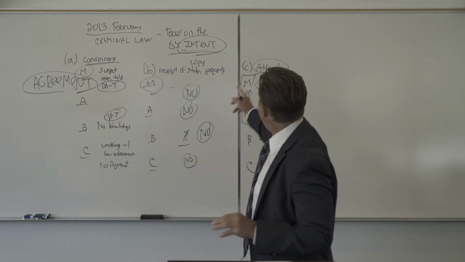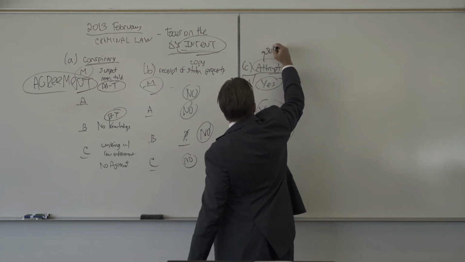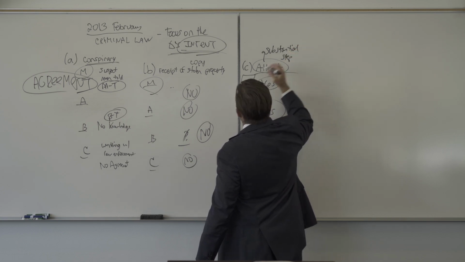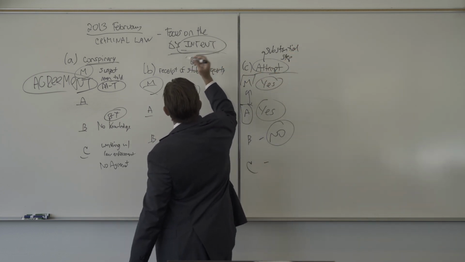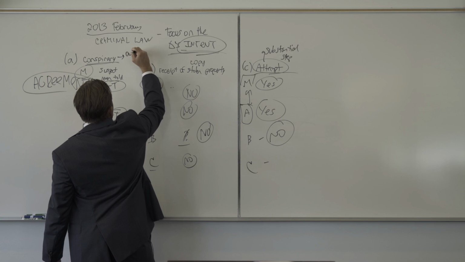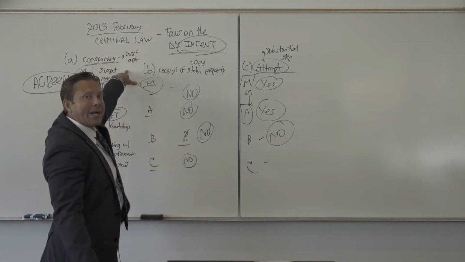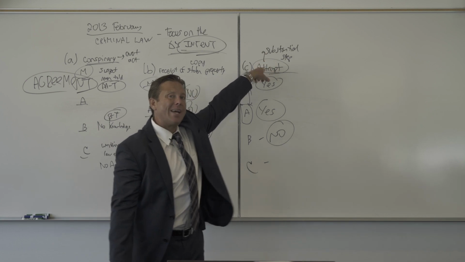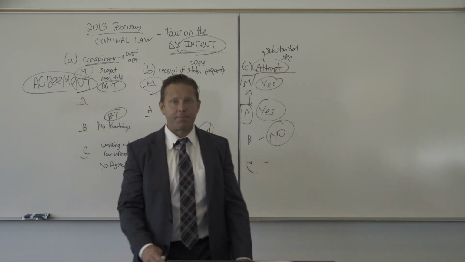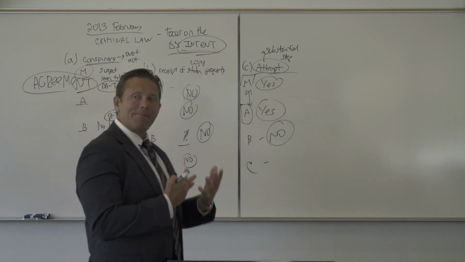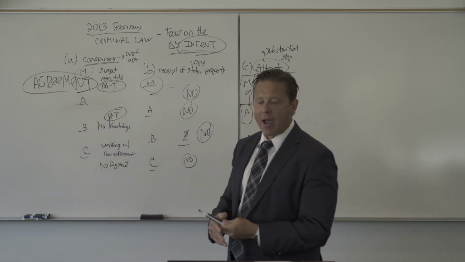And don't forget, attempt requires a substantial step, whereas a conspiracy requires an overt act, at least modernly. Because the examiners will sometimes test the difference between an overt act needed for conspiracy and a substantial step needed for attempt. Okay? Well, that pretty much solves this interesting dilemma on this fact pattern.